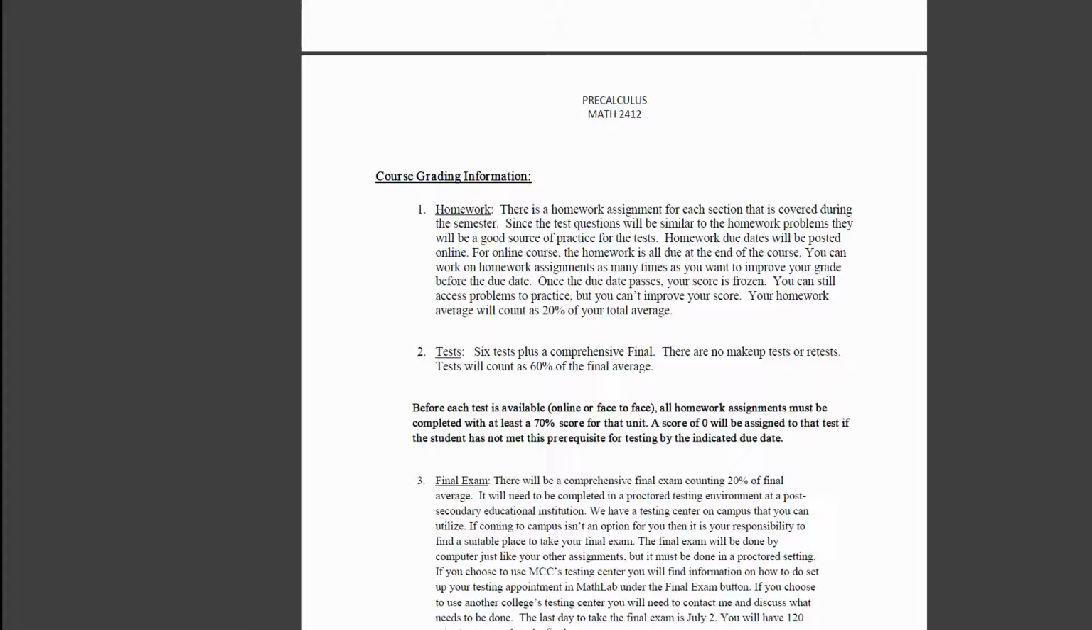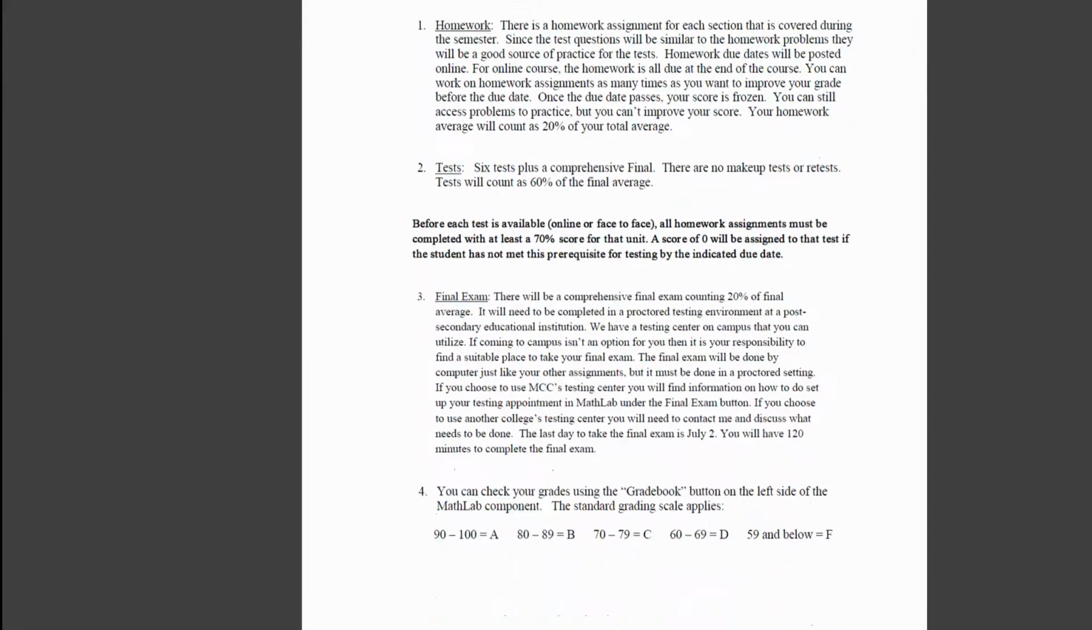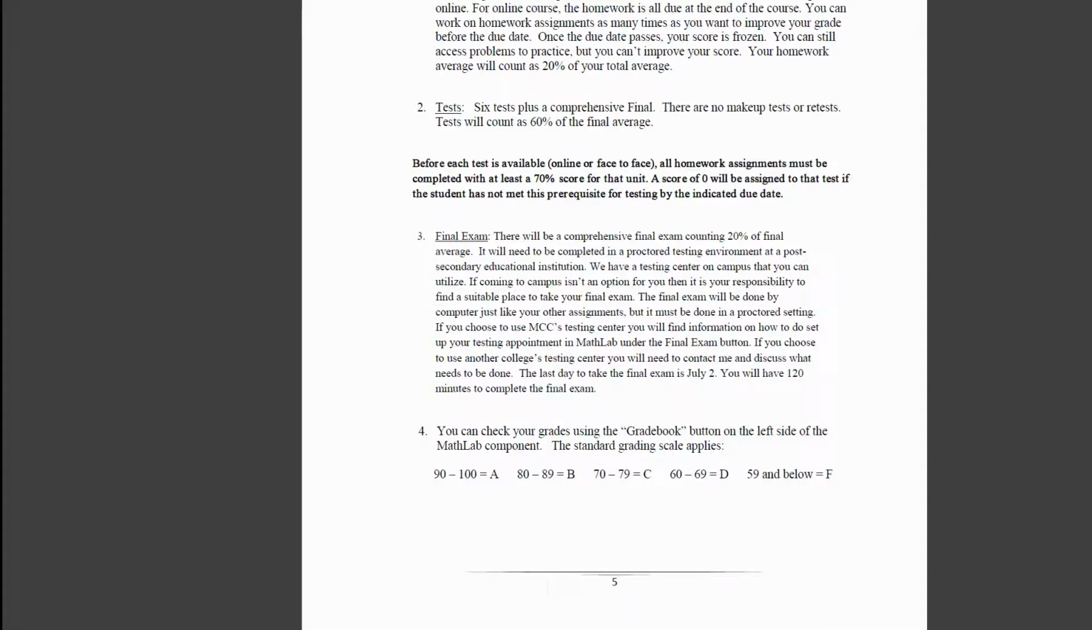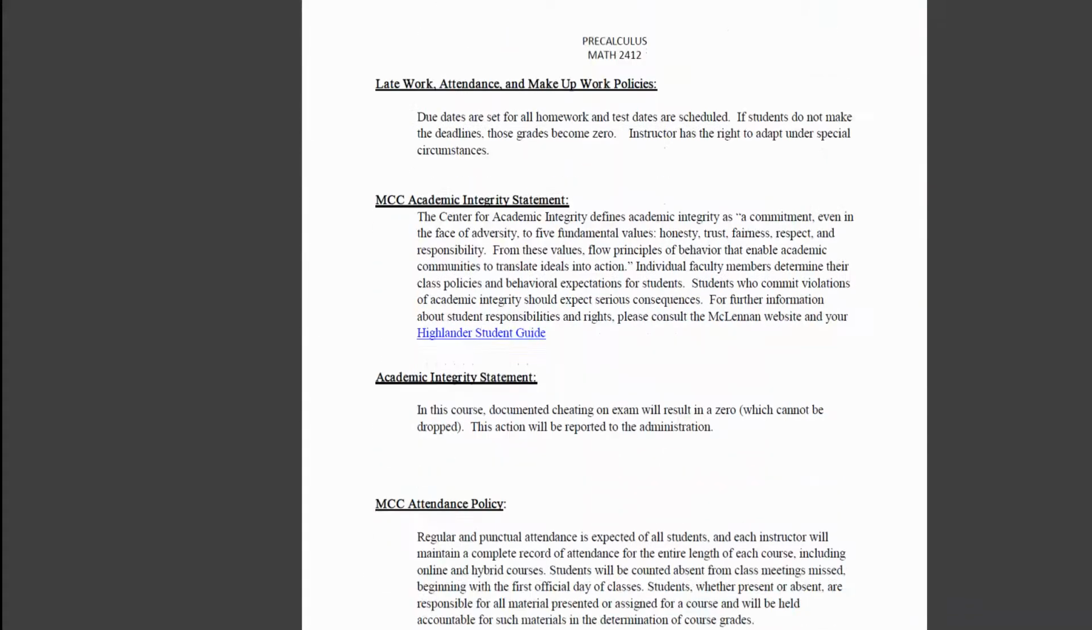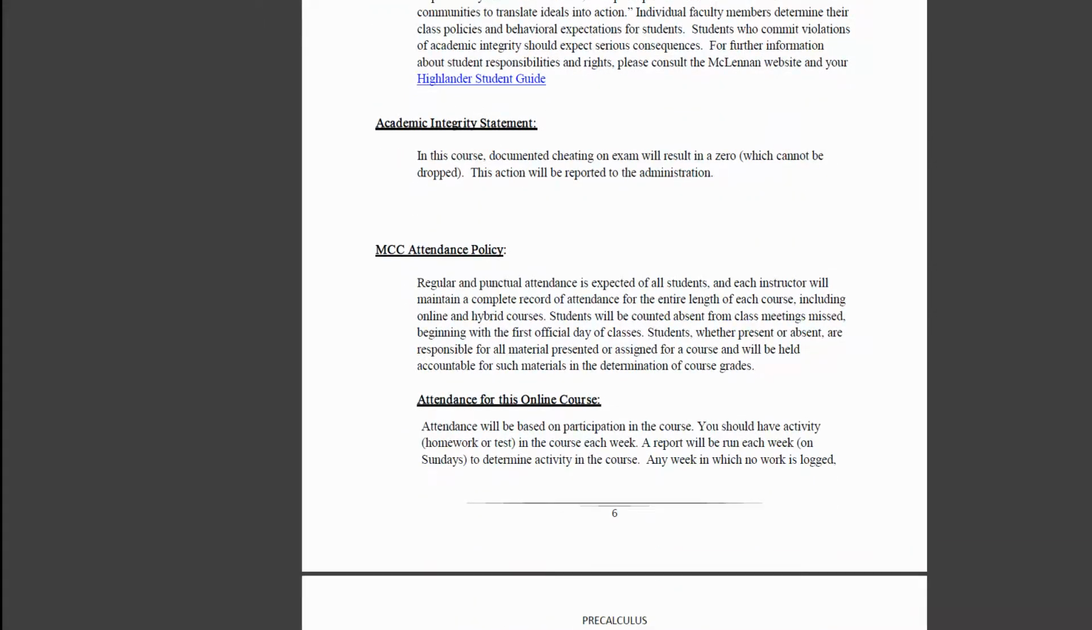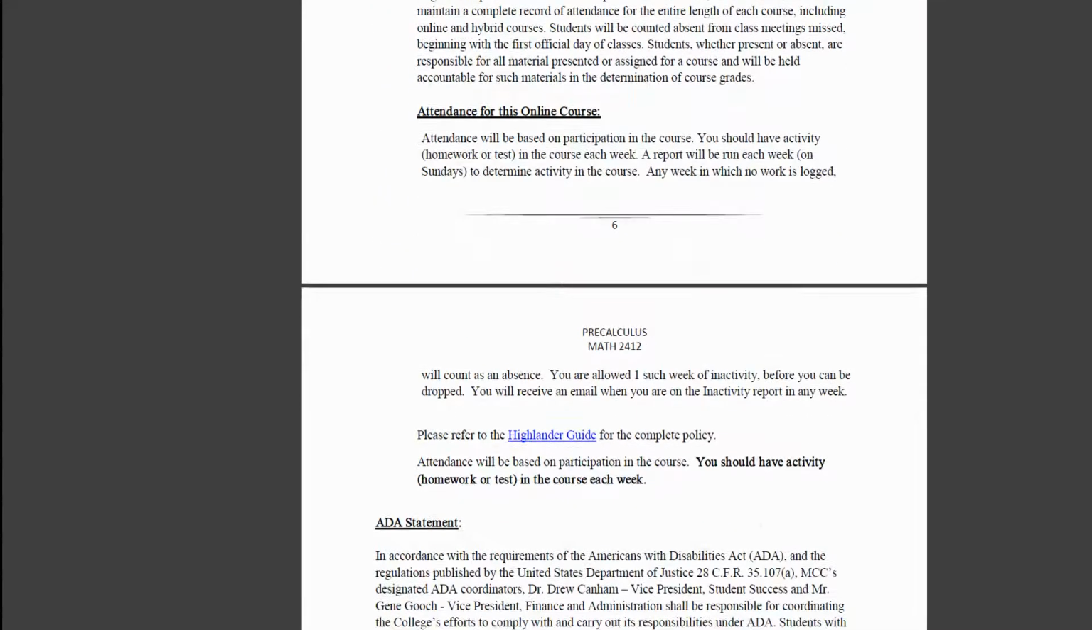Now, you could get a 70 on all the homeworks, be able to take the test. You could always go back and try to raise those grades because the homework is open the entire course. Then there is a final exam that counts 20% of your final average, and we'll talk about the final exam a little bit more in depth when we're looking at the buttons. Academic integrity, you should look there.